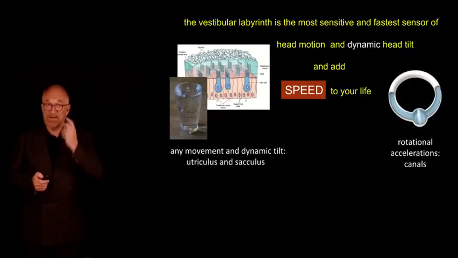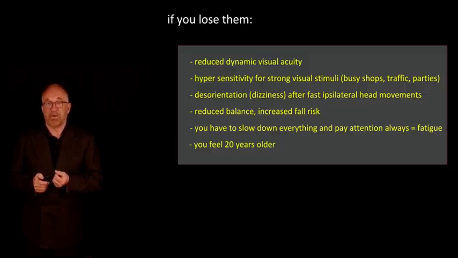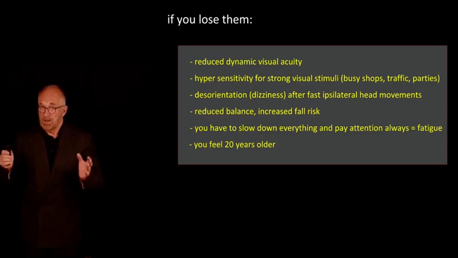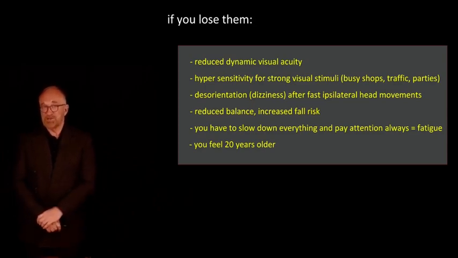So the vestibular labyrinth is the most sensitive and fastest sensor of head motion and dynamic tilt and adds speed to your life. If you lose them, you have reduced dynamic visual acuity. You have a hypersensitivity for strong visual stimuli, you are disoriented after fast ipsilateral head movements, you have a reduced balance and increased fall risk. You have to slow down everything and pay attention always. Fatigue. You feel 20 years older.